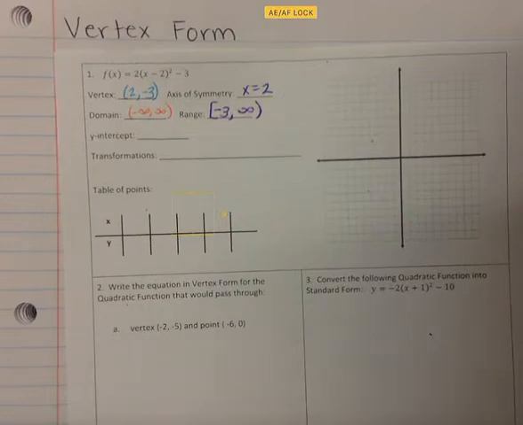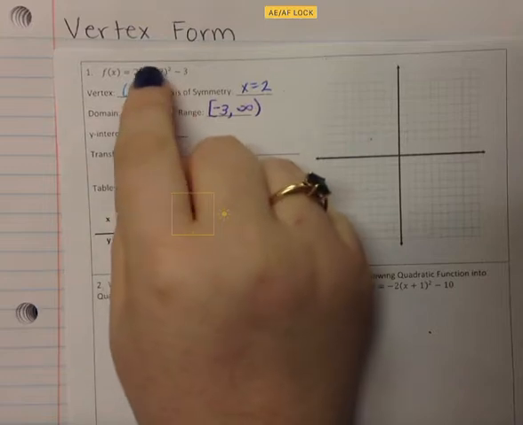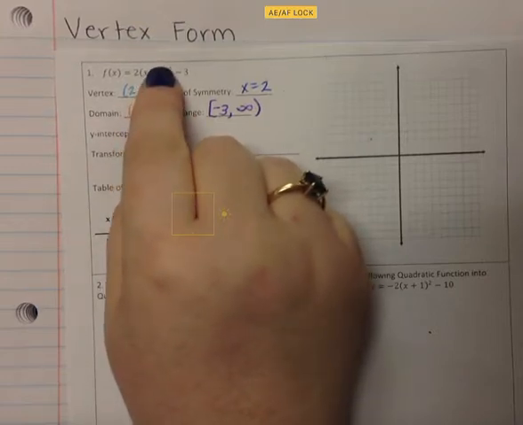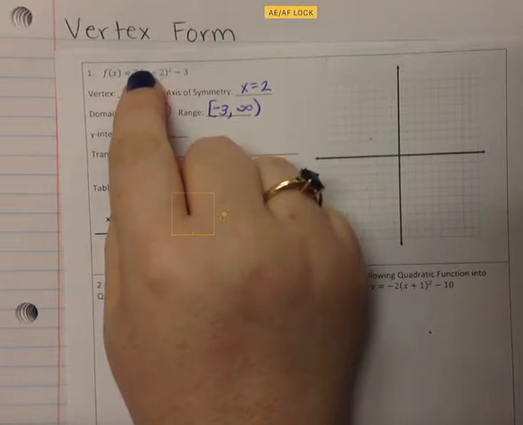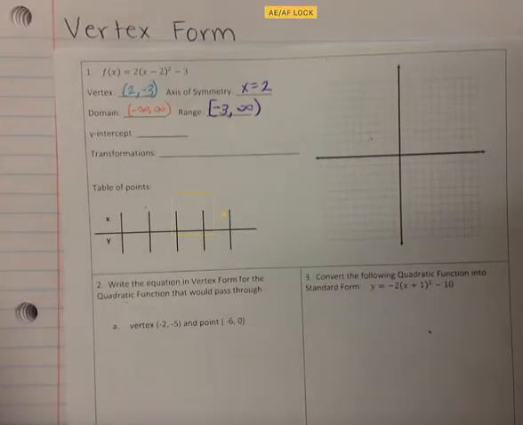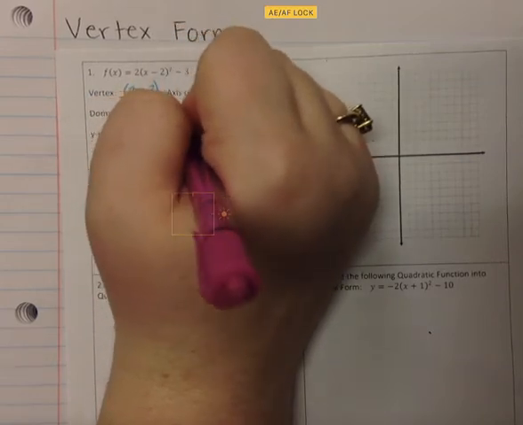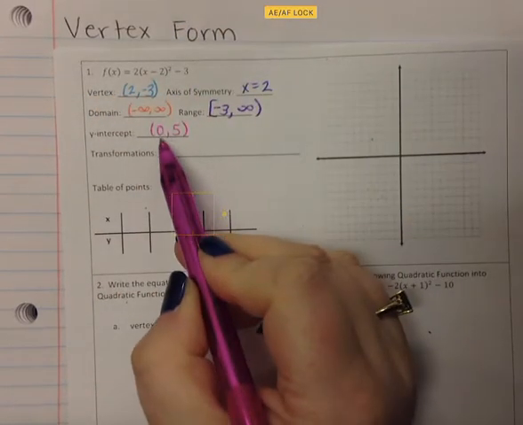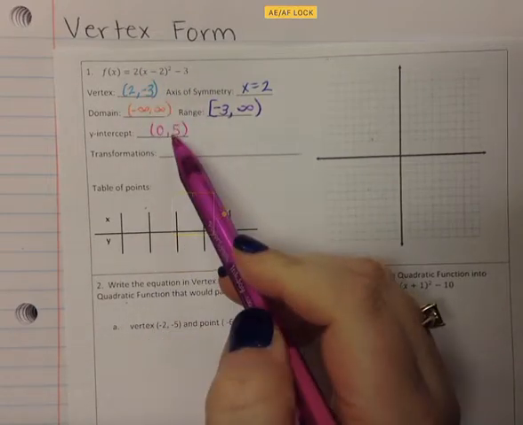Next is our y-intercept. In order to find the y-intercept, you need to plug in 0 into the x value and then just solve. So if I do that, it's 0 minus 2 is negative 2. Then you square it, that's a positive 4. Then you multiply it by 2, which is a positive 8. And then you subtract 3, which is a positive 5. So our y-intercept is actually at (0, positive 5). Because we plug 0 in, we got 5 out.